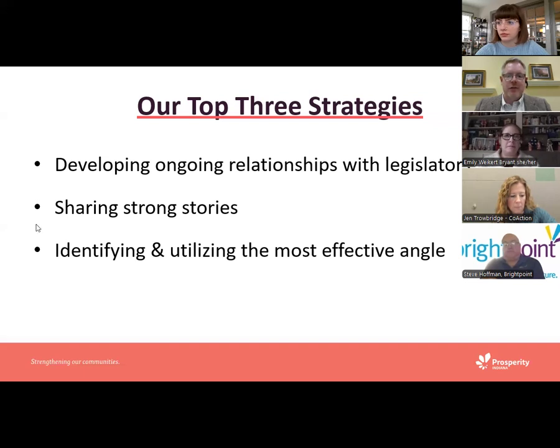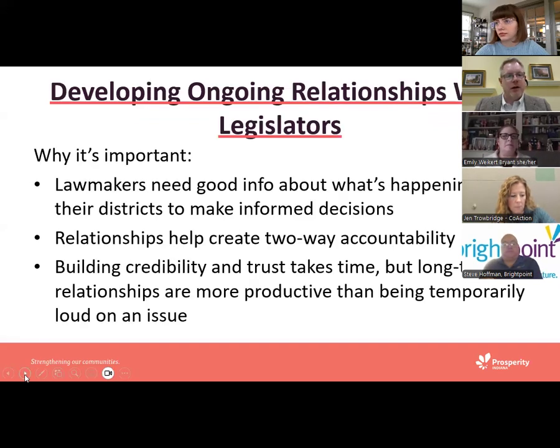Let's dive into the very first one of those, developing ongoing relationships with legislators. And I want to emphasize this is probably the best foundation. If I could give you one recommendation from today, it would be to start the process of getting to know who your legislators are, developing those relationships, and then carrying those forward for all the other advice that we have for you today.